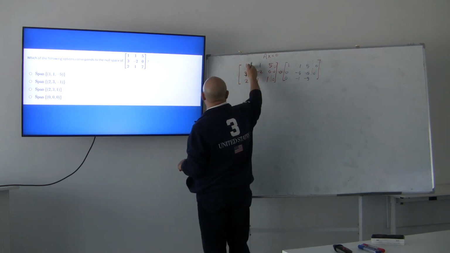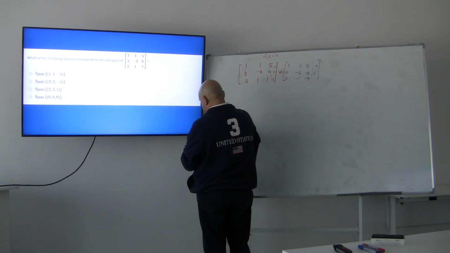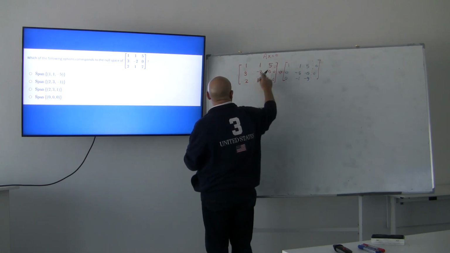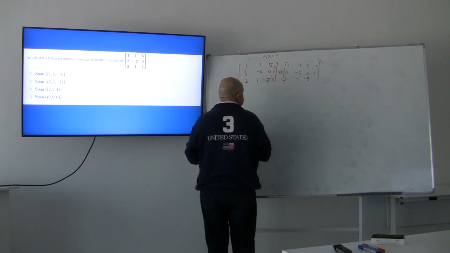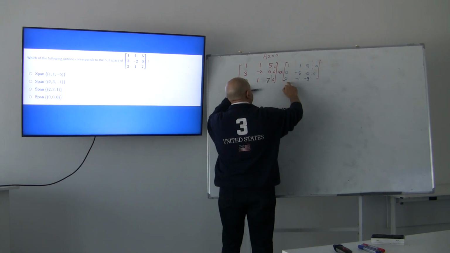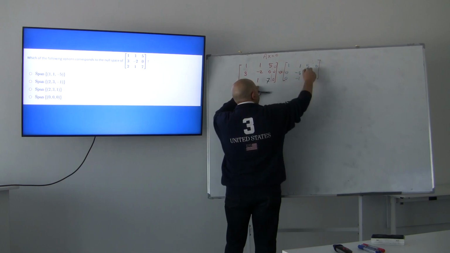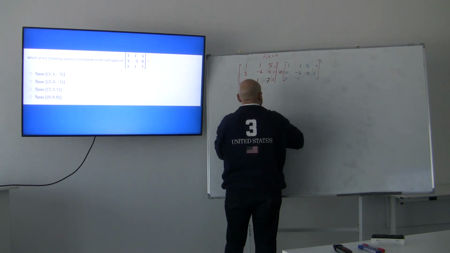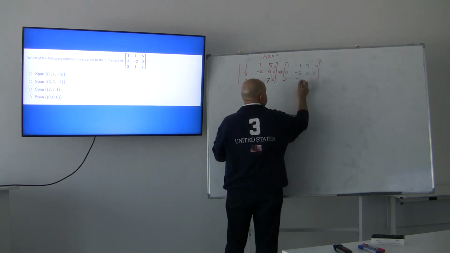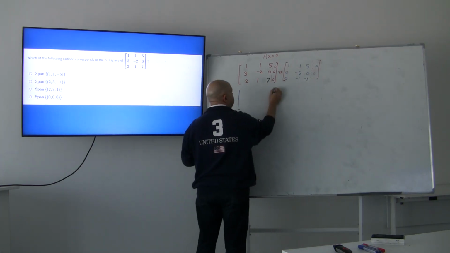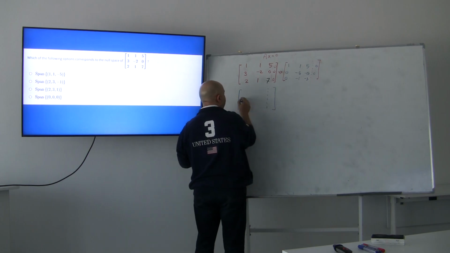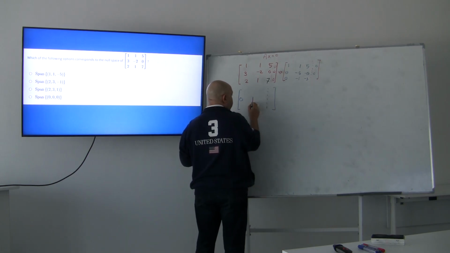Once more: 1, 3, 2, and 1, 5, 0, and 7. So negative 2 plus 2 equals 0, negative 2 plus 1 is negative 1, negative 10 plus 7 will give negative 3. Dividing by negative 5 for the second row, I will have 0, then 1, then 3 and 0.